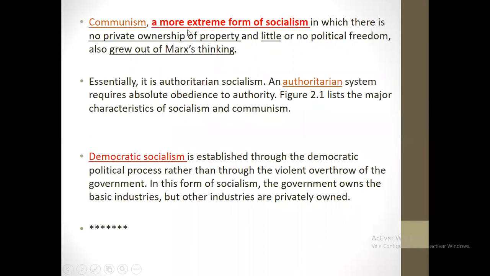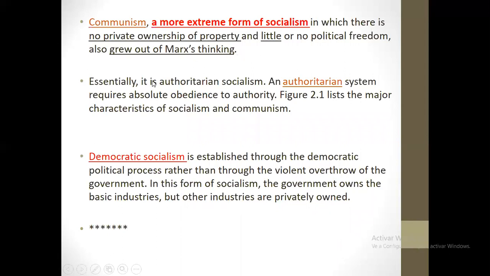Now, let's see the communism. The communism are more extreme. This is the word, keyword. Extreme from a socialism. It's a socialism, but it's a very strong socialism. It's the communism. A more extreme form of socialism in which there is no private ownership of property or no political freedom. Que no hay libertades políticas. Nada, aquí solamente todos siguen the same line, la misma línea. Also grew out of Marx thinking. Todo nace del pensamiento de Karl Marx.